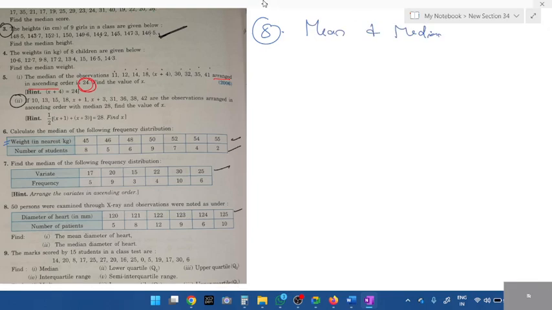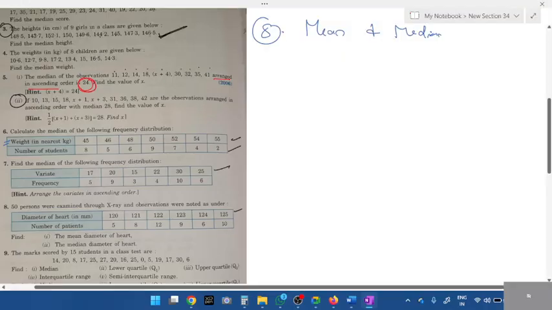This is what they give most of the time. These types of questions are repeated in the board exam. Mark the eighth one as important. They give one question, and most of the time they have repeated this for three or four marks. They give one table. They'll ask you to find both the values, mean and median. Which is the easiest method to find the mean? Direct method.